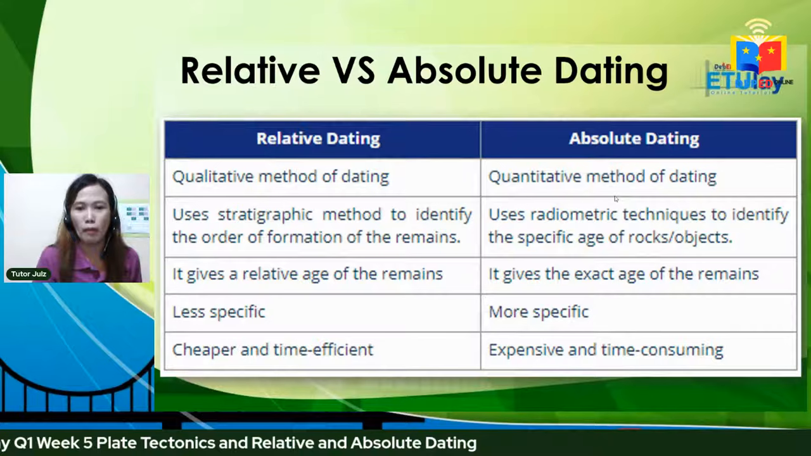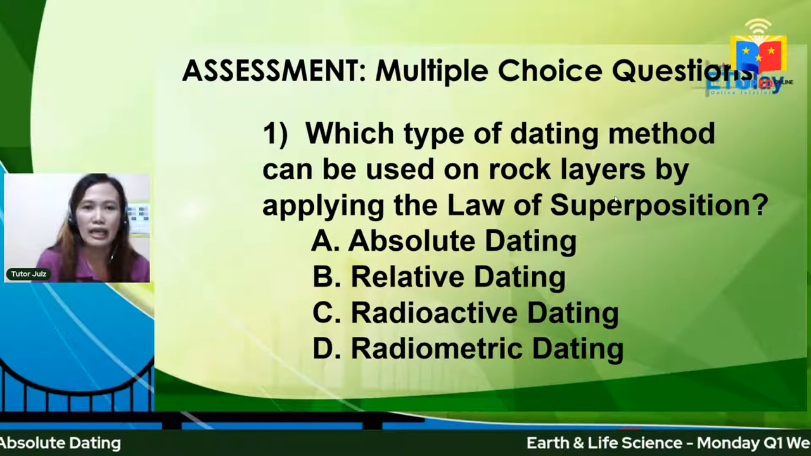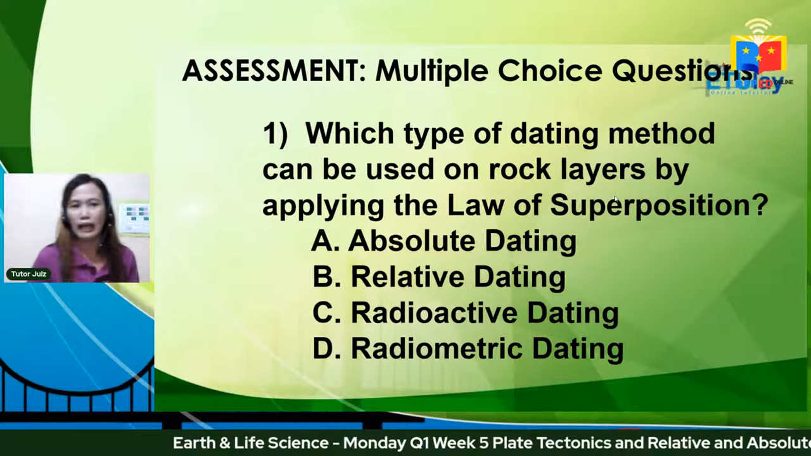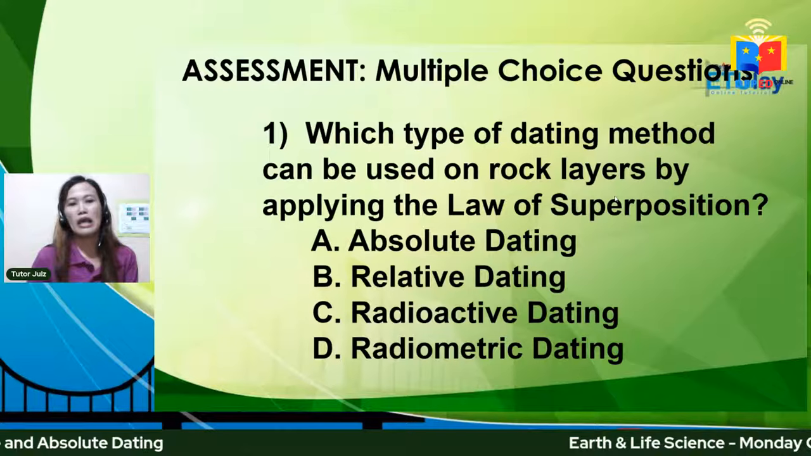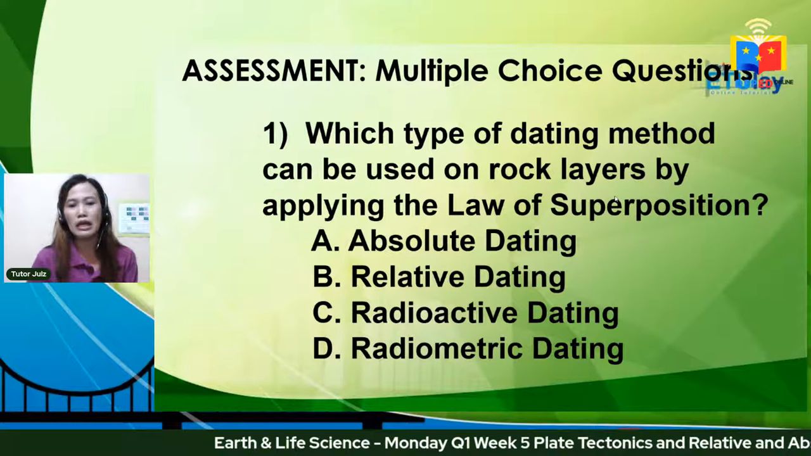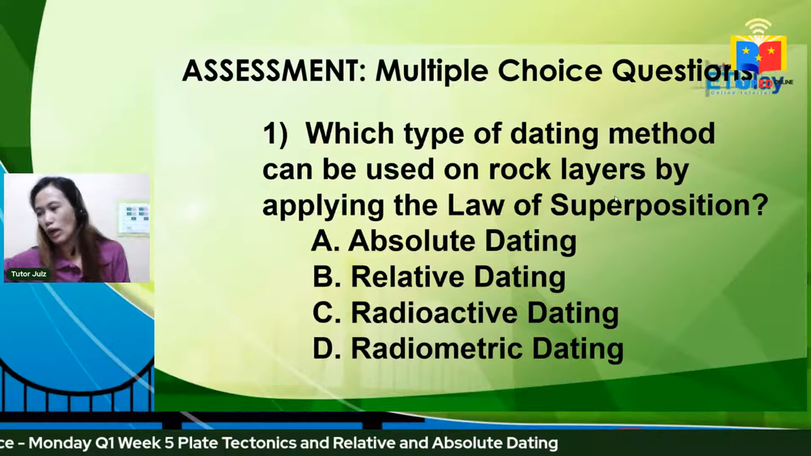Okay, for the assessment, you are going to identify the correct answer. So this is the last part. Which type of dating method can be used on rock layers by applying the law of superposition? A, absolute dating. B, relative dating. C, radioactive dating. D, radiometric dating. So what is your answer?